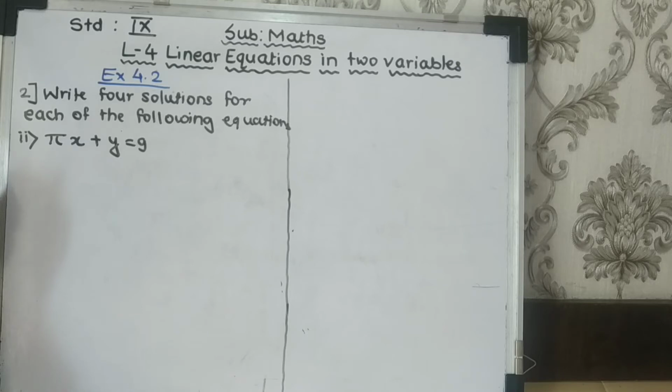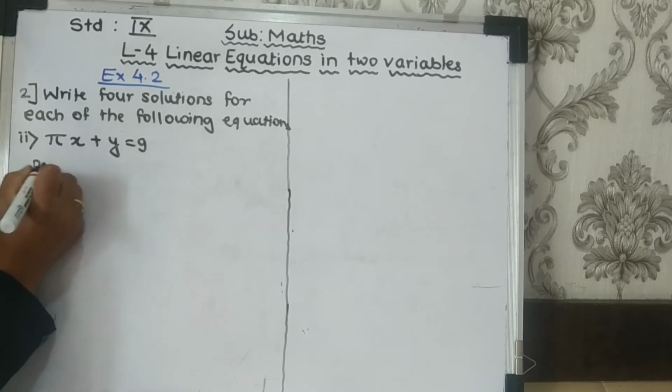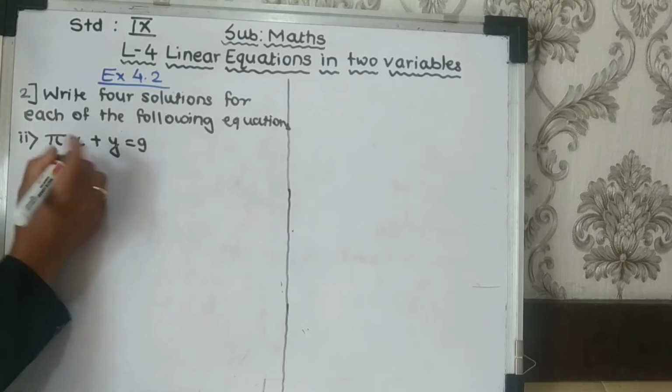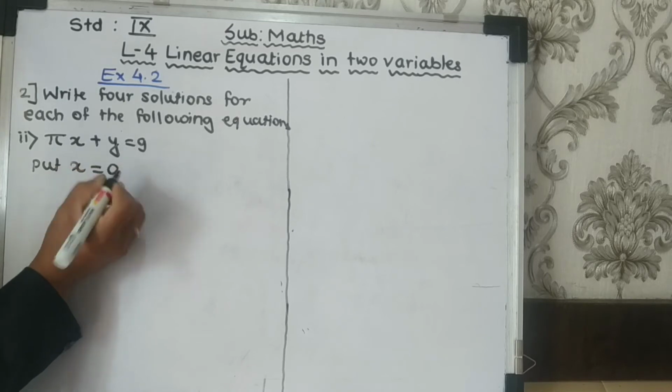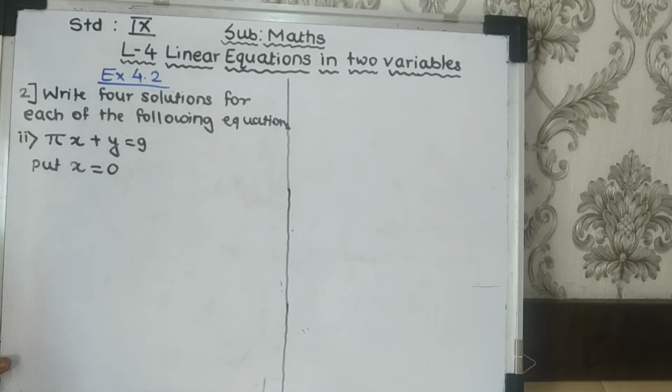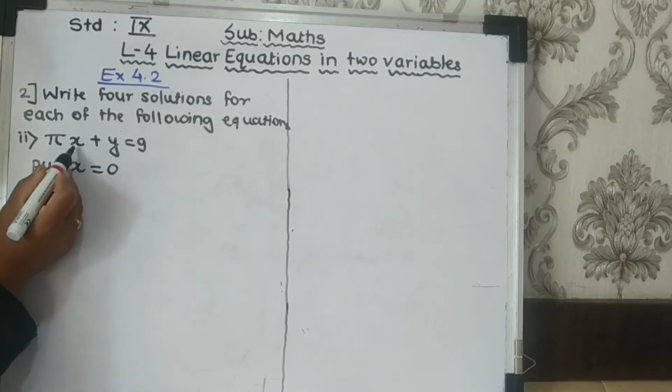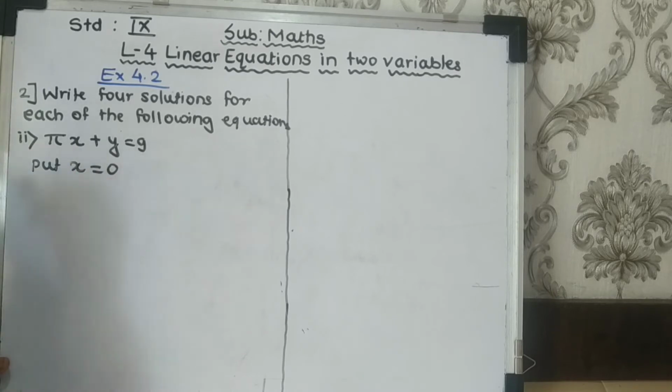Got it? So what I will do here is put x equals 0. Why have I chosen x only? Because it will be easier to find the y value. As I told you just now.